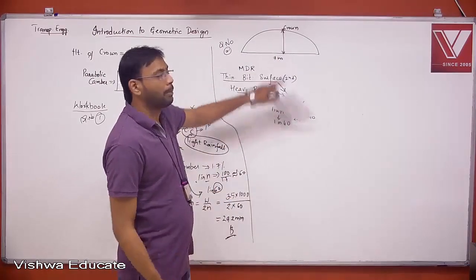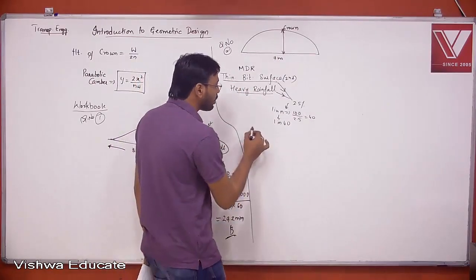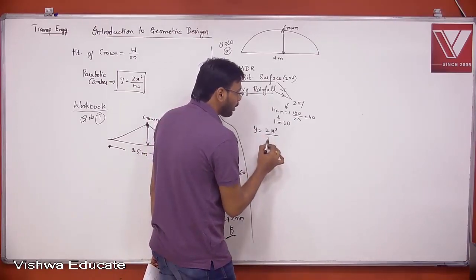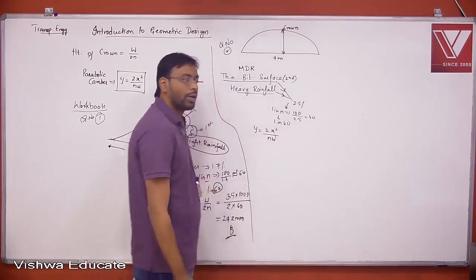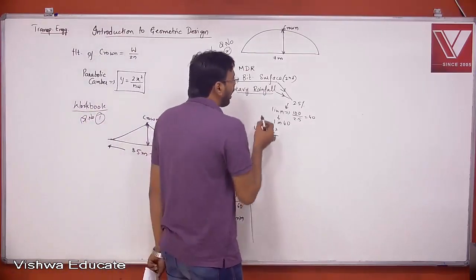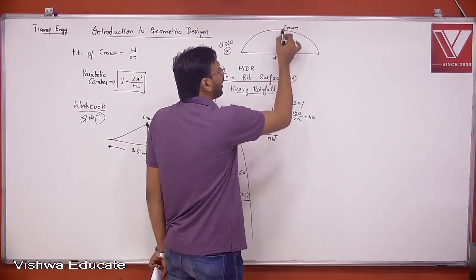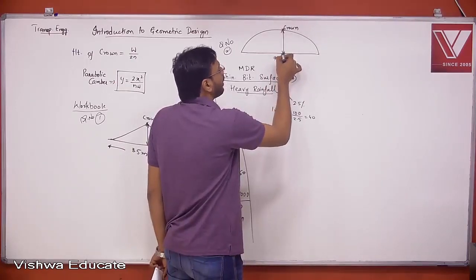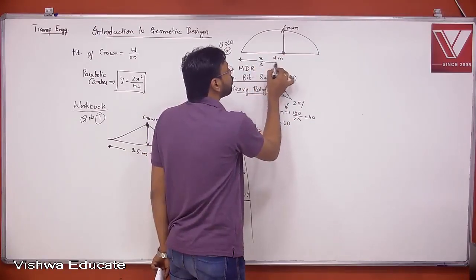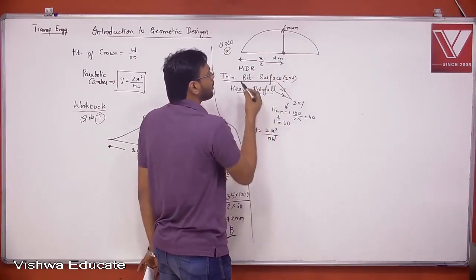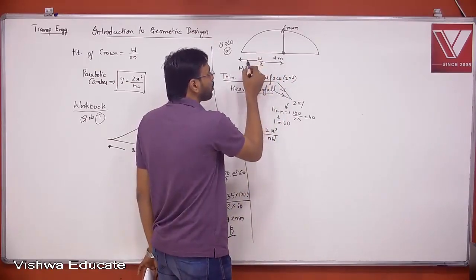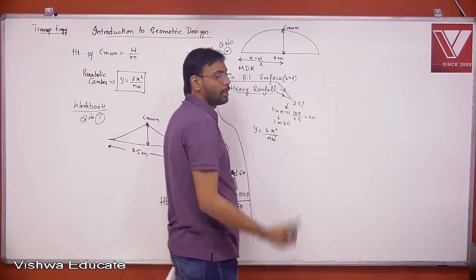So this is a parabola here. I'll be using the equation for the parabola: y is equal to 2x square by nw. I want the height of the crown, that is, the height of this parabolic shape at a distance of w by 2. So my x is w by 2, right or not?